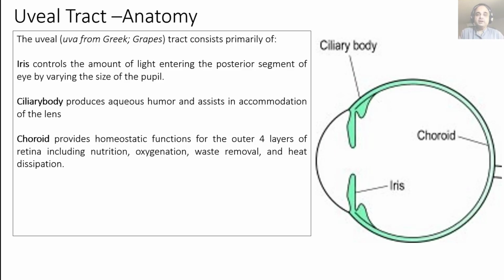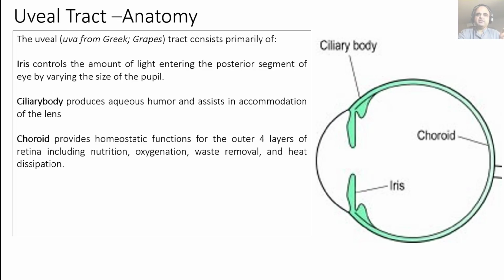So we'll start off with the uveal anatomy and the uveal tract. Basically, the word uvea comes from uva, which is grapes in Greek. And it is called as such because if you dissect the eye out, it looks as if it's a bunch of grapes. It is composed of three parts: the choroid, the ciliary body, and the iris, each doing its own specific things. Iris basically controls the amount of light entering the eye. The ciliary body aids in accommodation and production of aqueous humor, while the choroid does a lot of things. Essentially provides nutrients to the outer four layers of the retina.